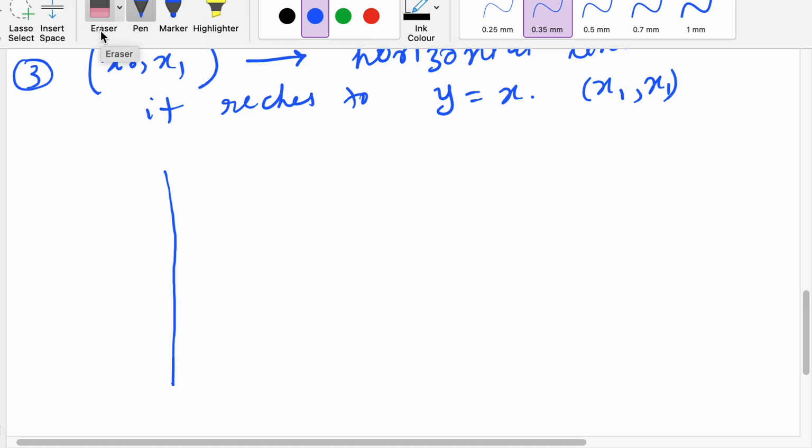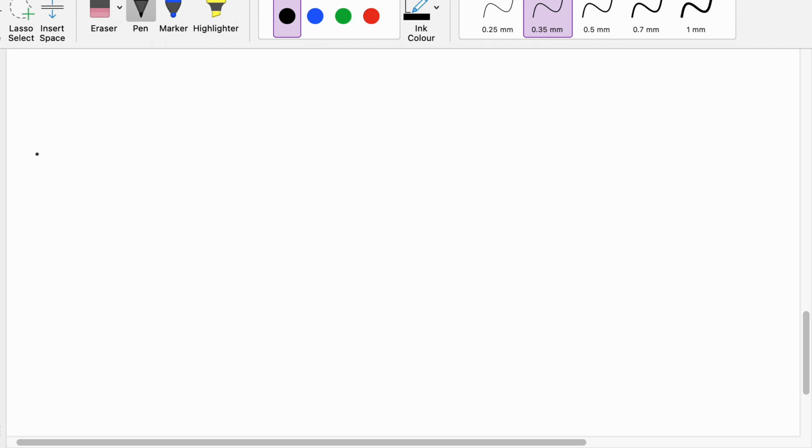Let me give you a clear example, then it will be easier to see. So let's draw a cobweb diagram for f(x) equal to x square.